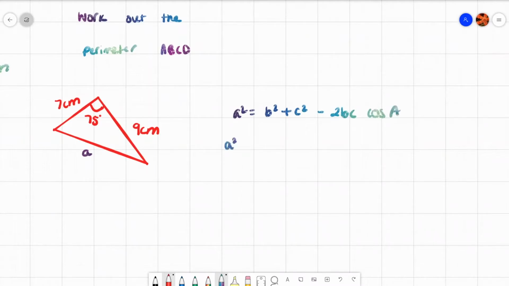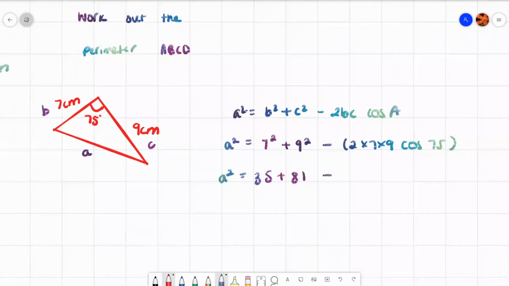Let's get working then. a squared. It doesn't matter which one's b and c. I'm just going to say b is 7. 7 squared plus 9 squared, take away 2 times 7 times 9 times cos 75. Okay, let's simplify. 7 squared is 35 plus 81. Take away, well, I'm going to do 2 times 7 times 9 and I end up with 126 cos 75. 35 add 81 is 116.